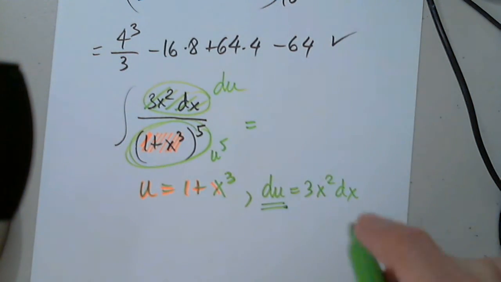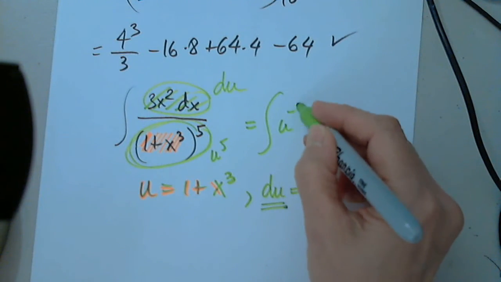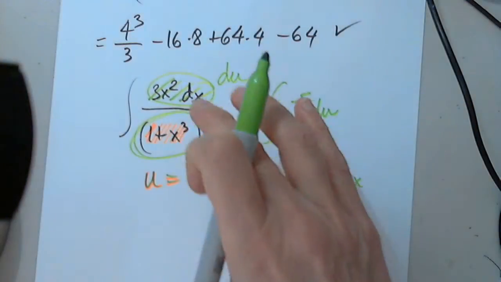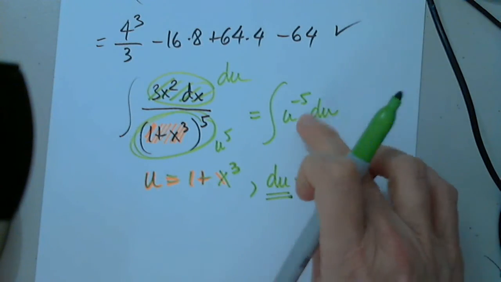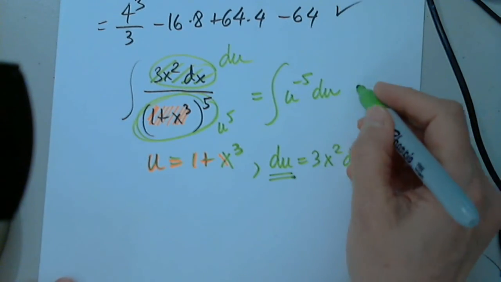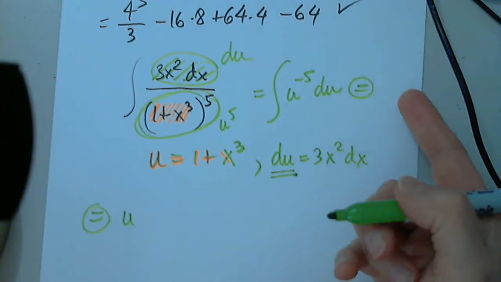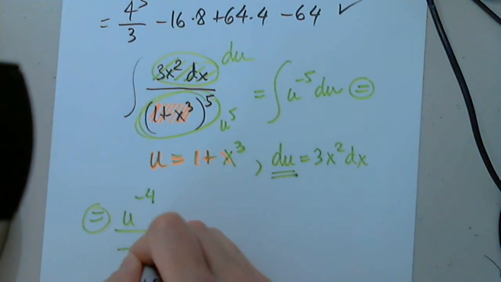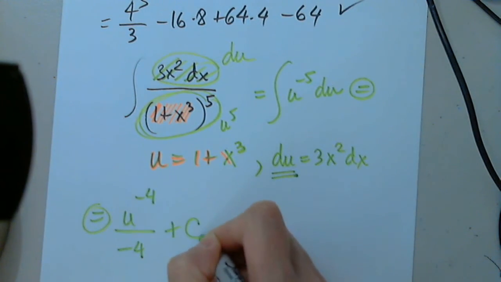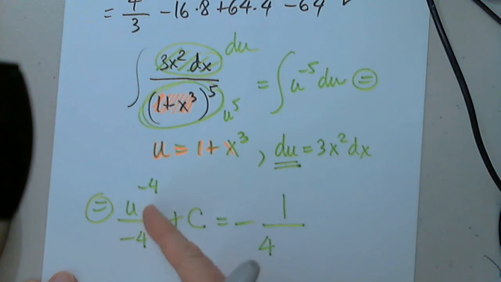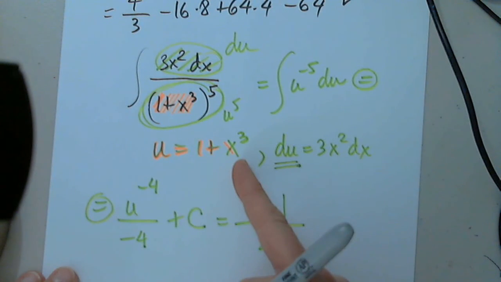It's all accounted for. The integral of u to the -5 du. Because it's 1 over u to the 5th, I have to change it into u to the -5. So then it is u to the -4 over -4 plus a constant c, or -1 over 4 u to the 4th. But I have to go back now.